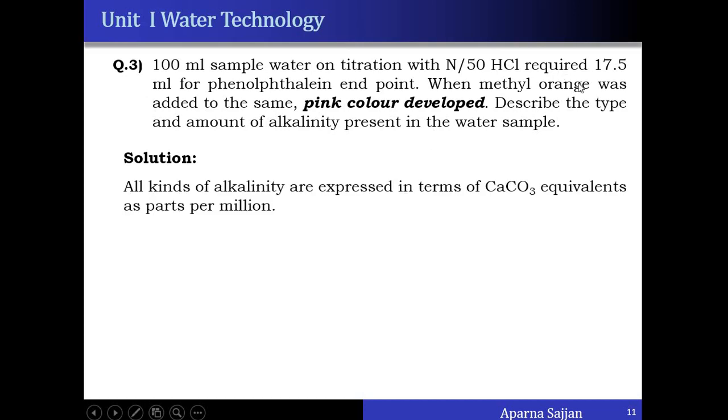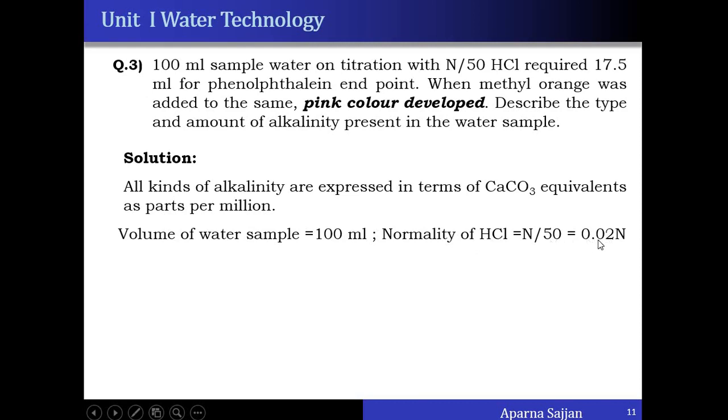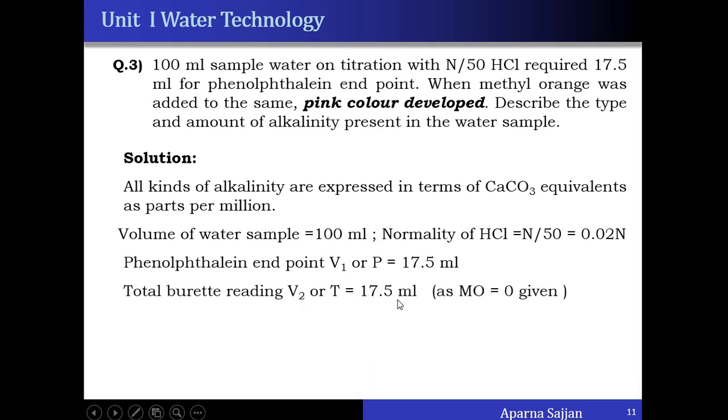That means after adding methyl orange, we don't get the required color change for titration, so the methyl orange endpoint is 0. Whatever acid was used, it was only up to the phenolphthalein endpoint. So normality of acid given is 0.02. Phenolphthalein endpoint V1 or P is 17.5 ml and the total burette reading is also 17.5 because methyl orange endpoint is 0.